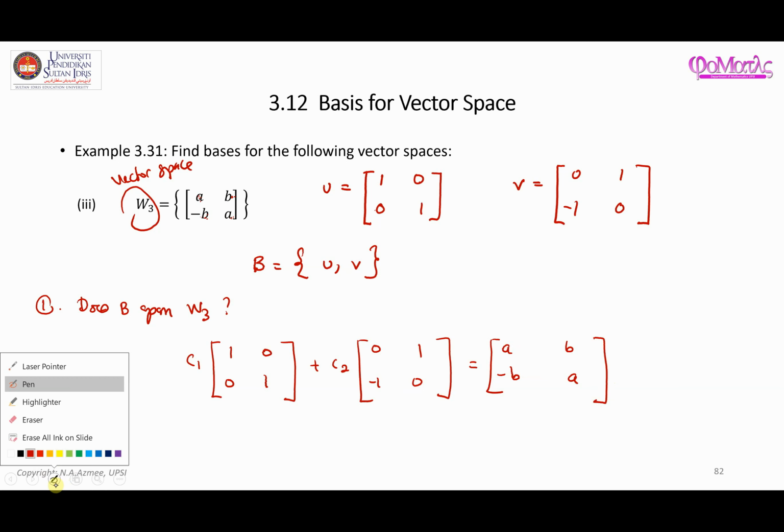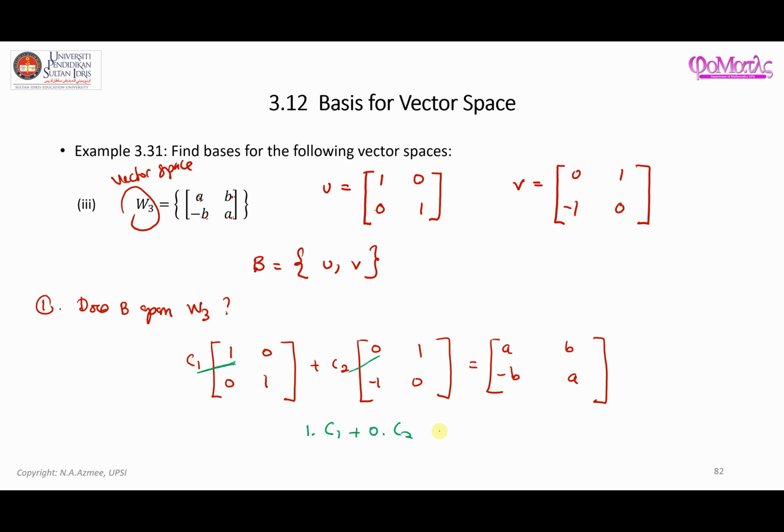Okay, so based on the matrix here, I'm sure we can create some sort of equation. So for those that want to see how the equations can be created, for this one here, if you multiply 1 times C1 plus 0 times C2, the answer you get is A. So that is the first equation that we can obtain from the representation of these matrices, okay? Next, if you consider 0 times C1 plus 1 times C2, the answer is going to be equal to B.